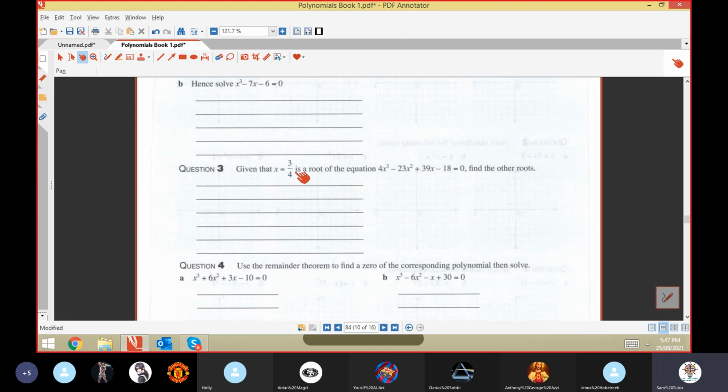Can somebody tell me what the factor of this is when it looks like this? What would be this factor? Think about going backwards. Danya, I think you would know it. What's the factor when x equals 3 over 4? Is it 4x minus 3? Yeah, exactly. 4x minus 3. She times it by 4, then she subtracted 3.